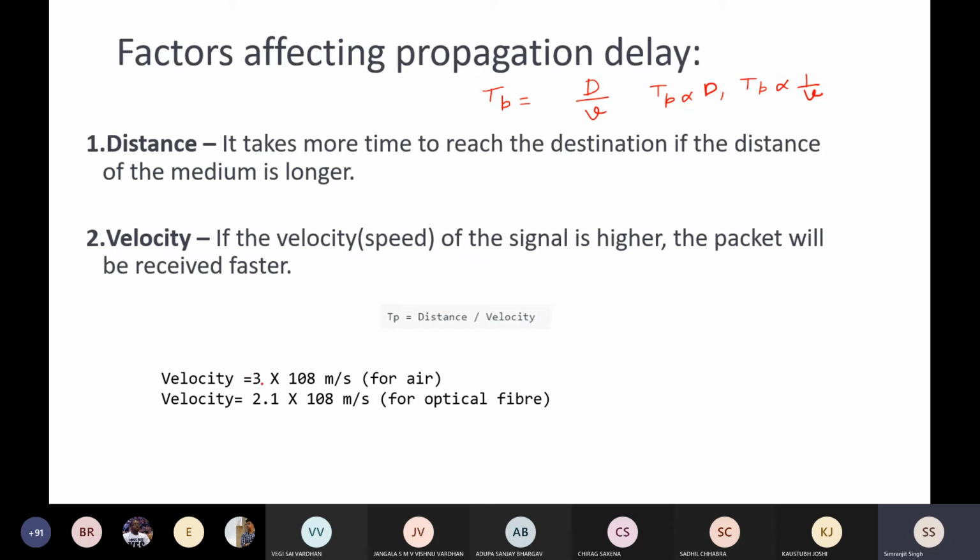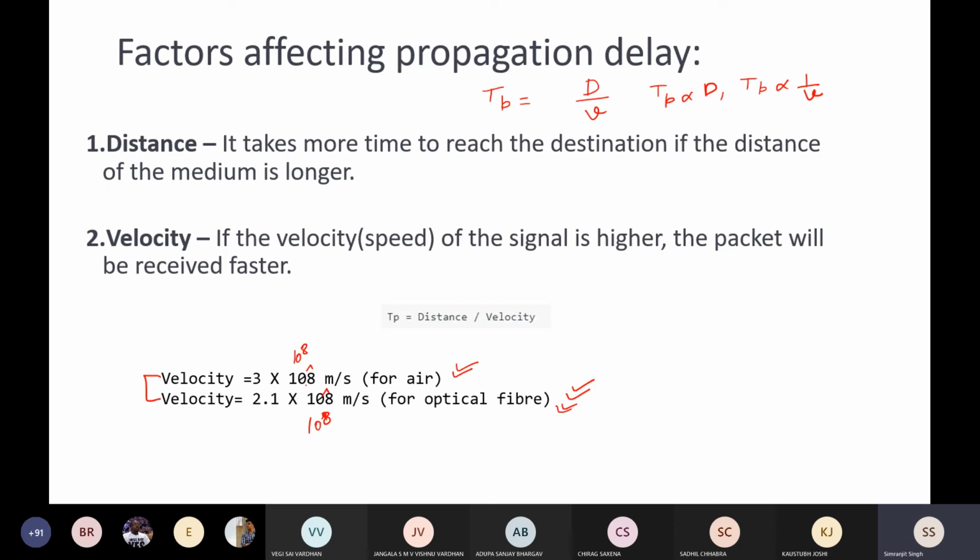Now, the velocity for air is most probably given as 3 into 10 raised to power 8 meter per second, and the velocity for optical fiber is 2.1 into 10 raised to power 8 meter per second. Both velocities will be given in your question when you are solving. Most of the time it will be air, but if it is optical fiber, that will be mentioned there, and the speed or velocity will already be given to you at that time.